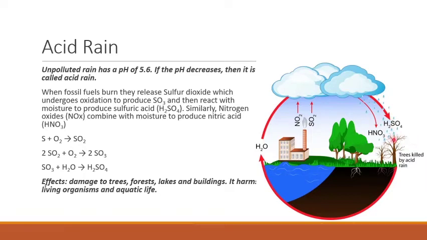What are the disadvantages or the effects of acid rain? We have damage to trees, so trees are killed by acid rain. Damage to forests, the lakes, and the living organisms in lakes will be harmed. Buildings and structures could also be damaged by acid rain. So it harms living organisms, animals and plants, and aquatic life, organisms that live in water.